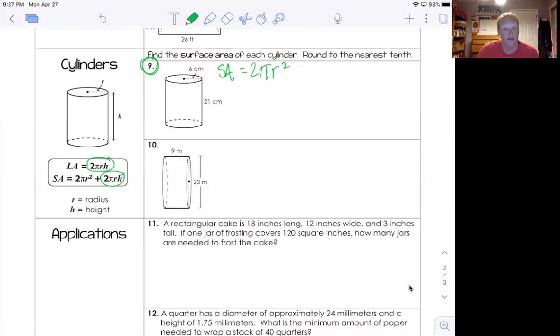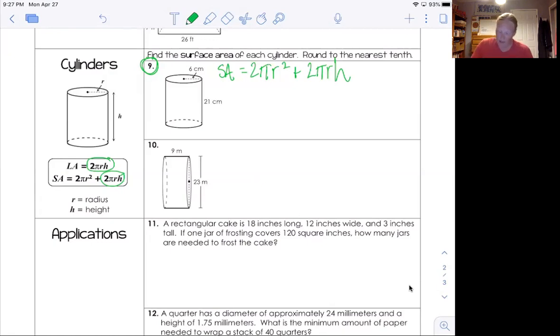Well, pi r squared is the area of a circle, and 2 pi r squared means the 2 areas of the circle. So that part of the formula gives us the area of the top, and it gives us the area of the bottom. The second part of the formula is 2 pi r h. Well, 2 pi r is circumference, so it's the circumference times the height. So that's giving us that side area.